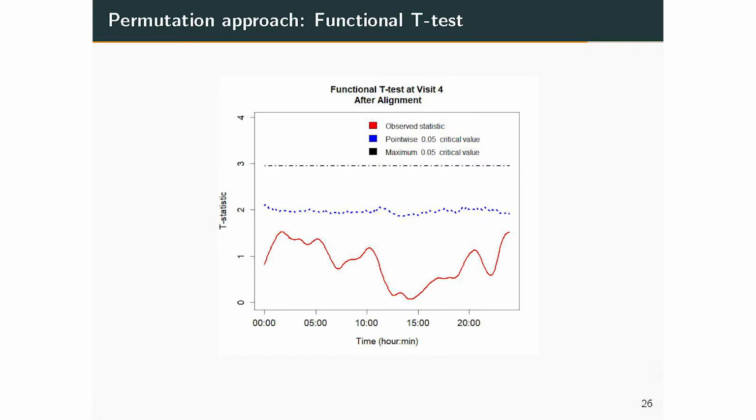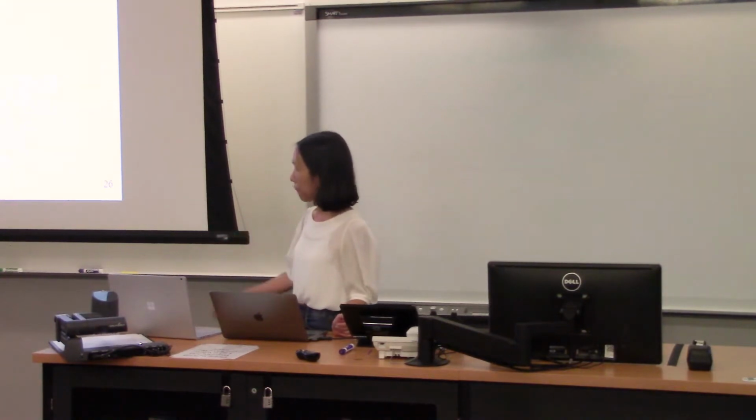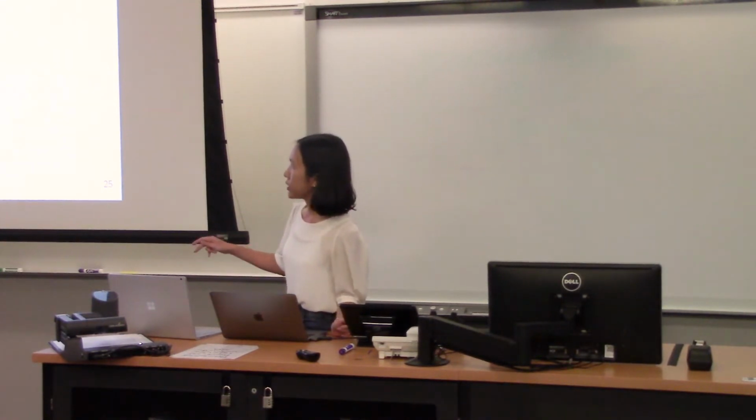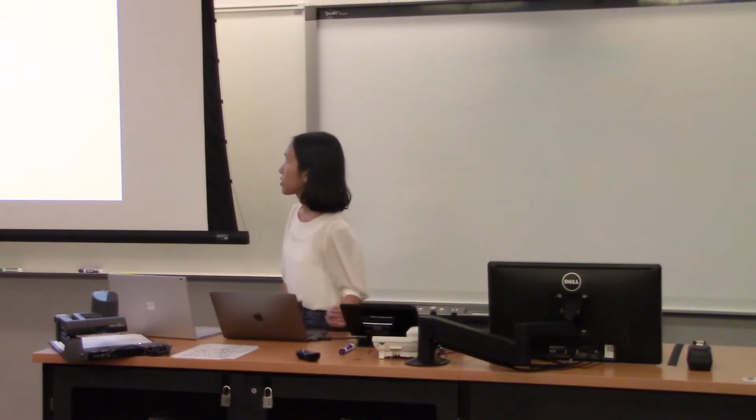As you notice, the observed test statistic did not exceed either the point-wise 5% critical value or the maximum 5% critical value. So this tells us there is no significant deviation between the two group mean curves across the system time, which aligns with the previous graph, because we also noticed that there is not much deviation between the two group estimated mean curves. And then Catherine will talk about the summary and future work.